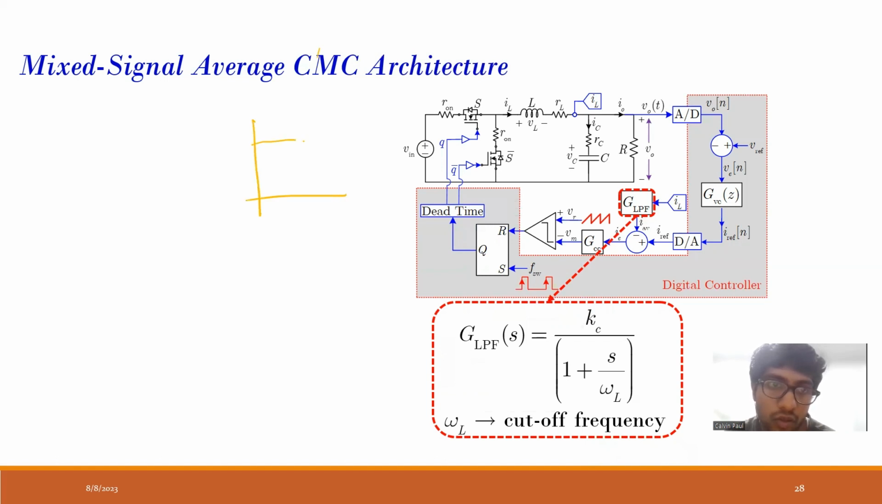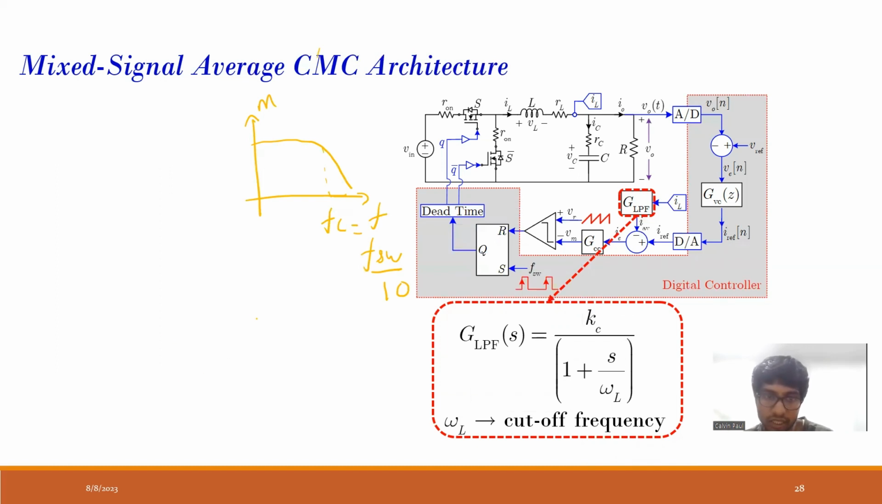This is how a low pass filter will look. This is the frequency and this is the magnitude curve. This is my cutoff frequency. This cutoff frequency is usually selected to be FSW by 10, switching frequency by 10. What it will do is eliminate the harmonics, or the higher order switching components.